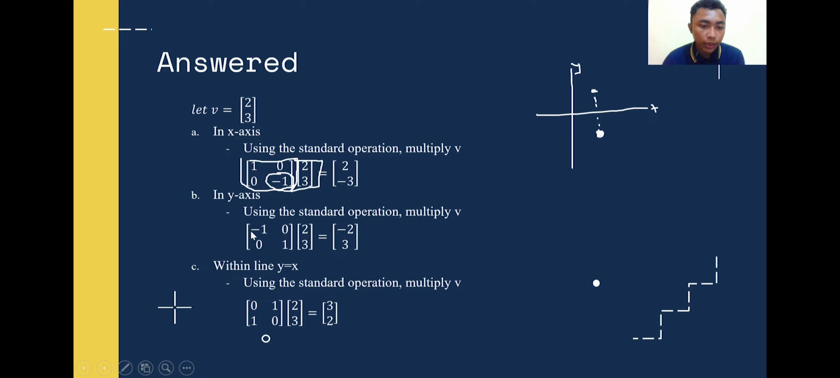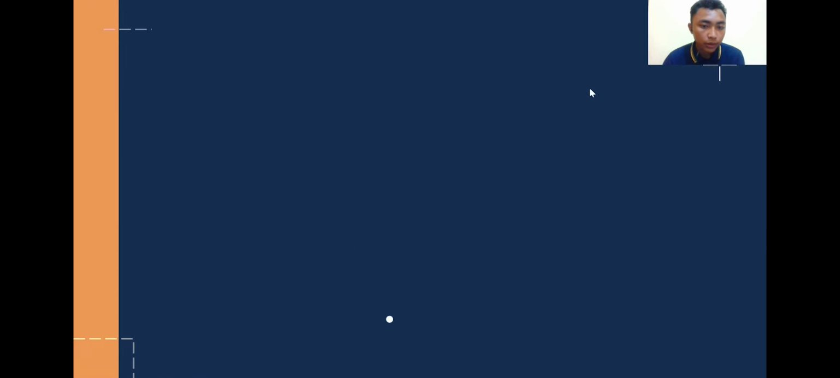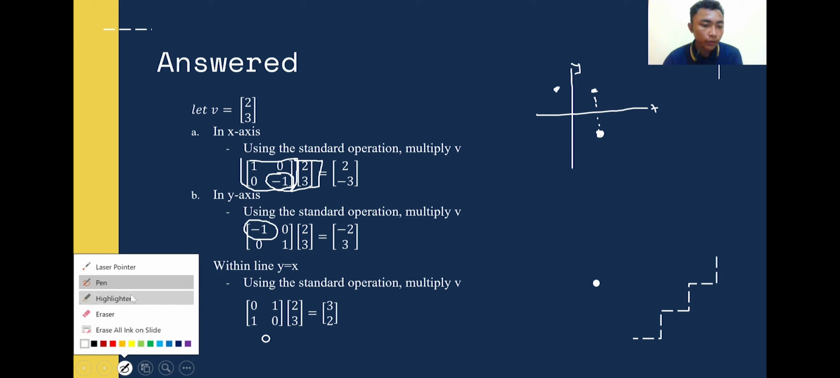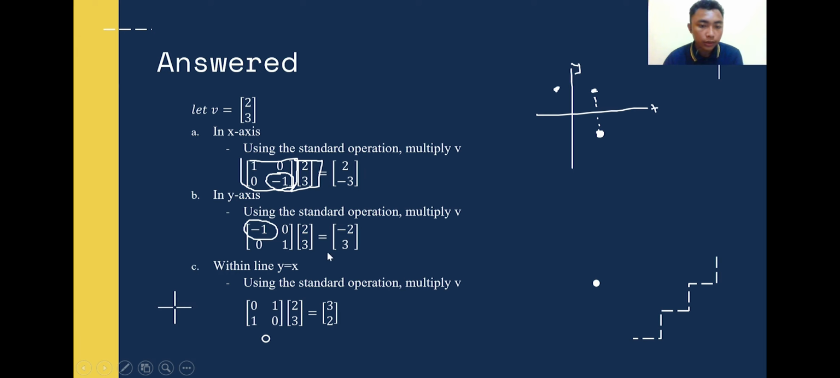Why is there a minus 1 in this? Because, for example, this is the point, and we need to reflect it across the y-axis, so the point will be moved to here, so the value of x will be negative. So why is this minus? The result will be minus 2, 3, because minus 1 is multiplied by minus 2. And I think this is enough.